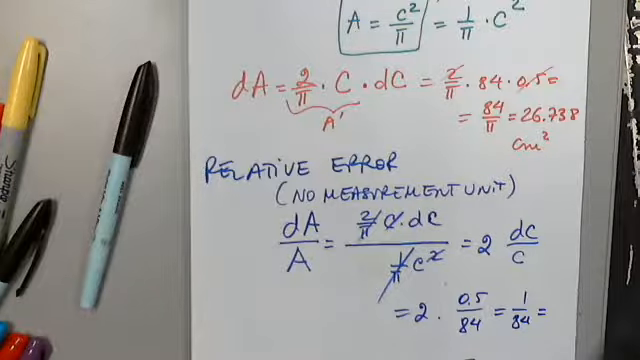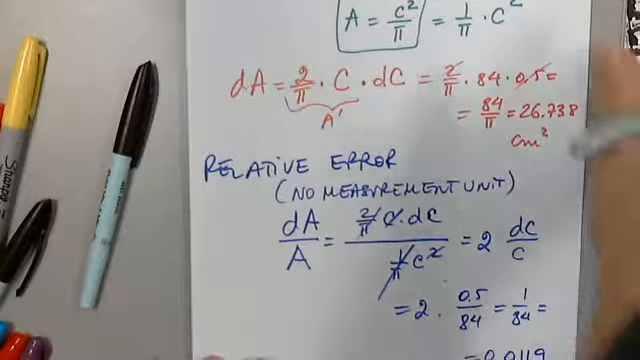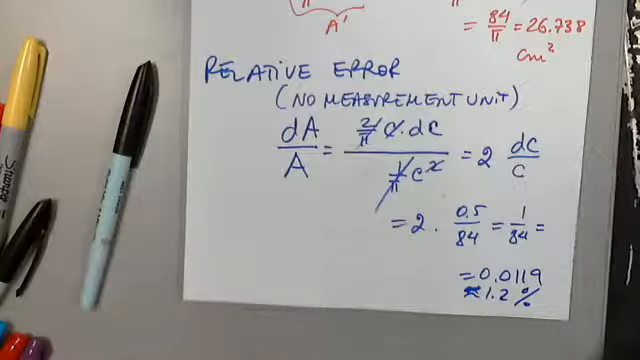And I need to calculate because I can also present the percentage error. So 1 divided by 84. So it's 0.0119. 0.0119, so approximately 1.2%. So a minor error of 0.5 in the circumference of the sphere creates a 1.2% error in the area.